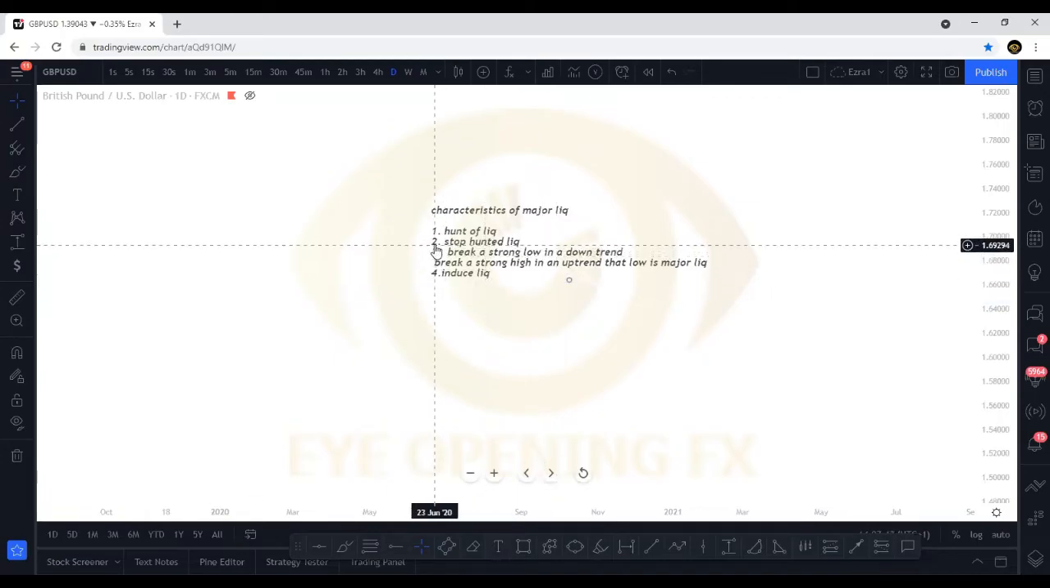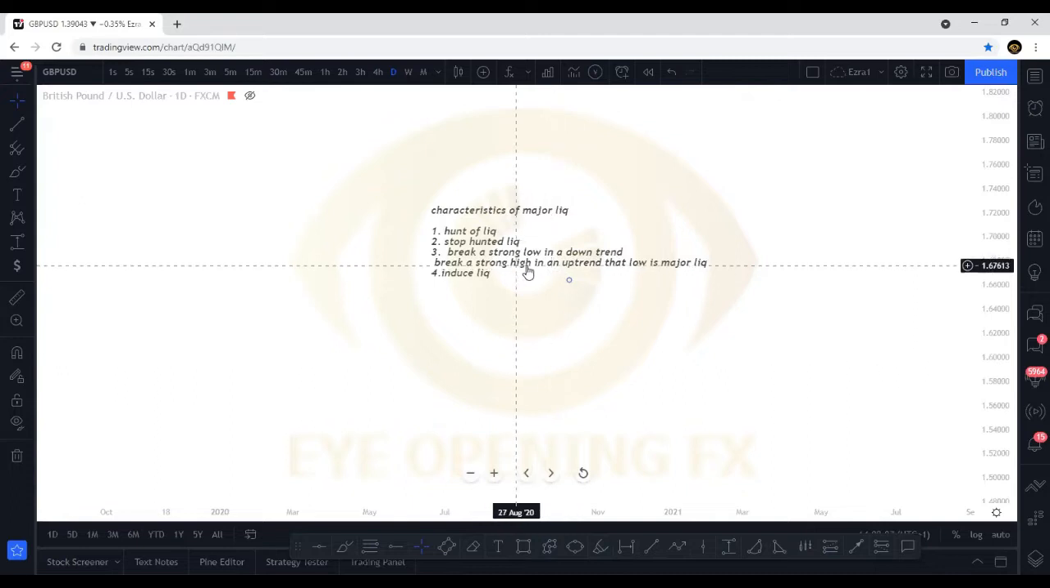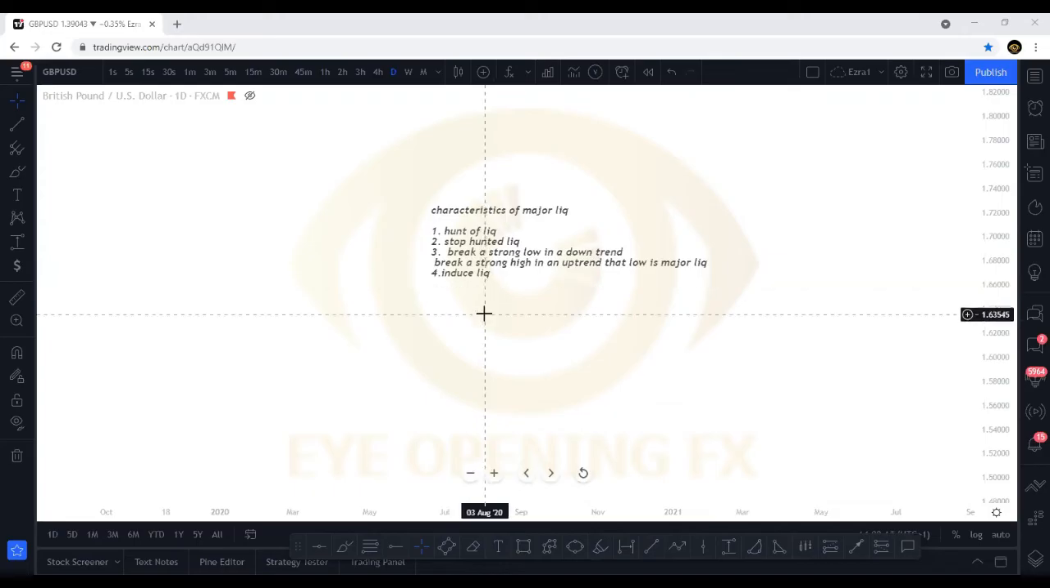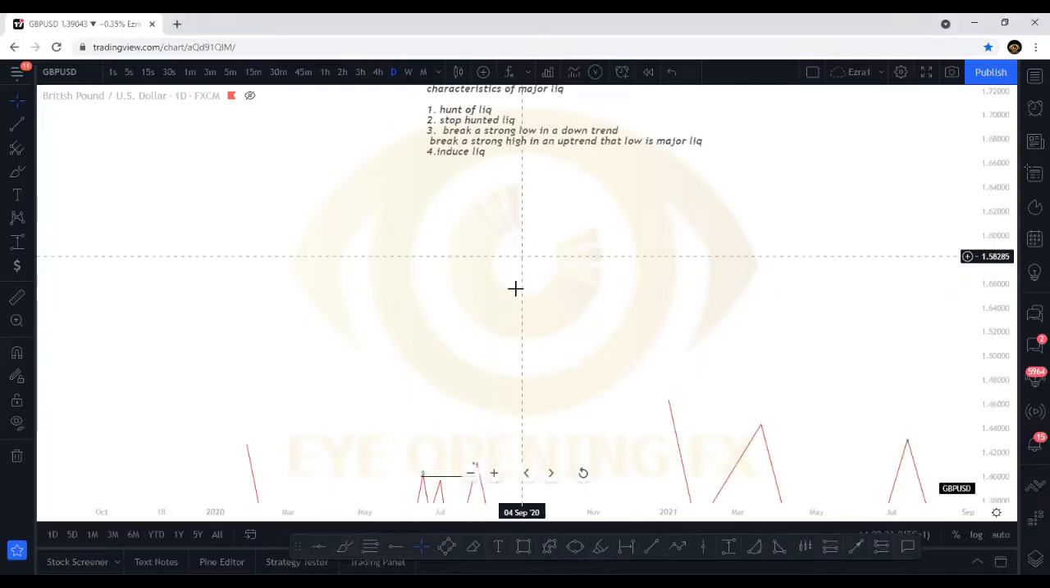Now another one. The second is what we call stop hunt of liquidity, a high that stop hunted liquidity. We explain these things on the chart. The third one is the break of a strong low in a downtrend, or a strong high in an uptrend. We'll see an example of it. The fourth one is induced liquidity, a high or a low that induces.